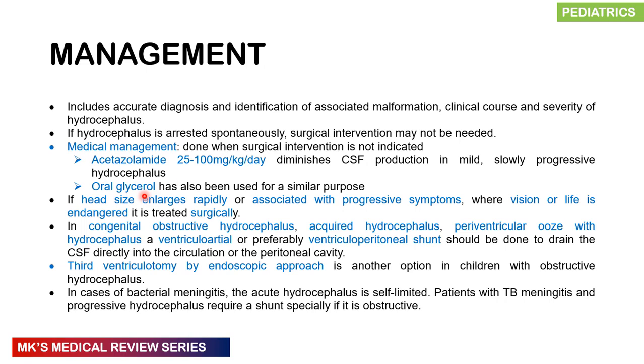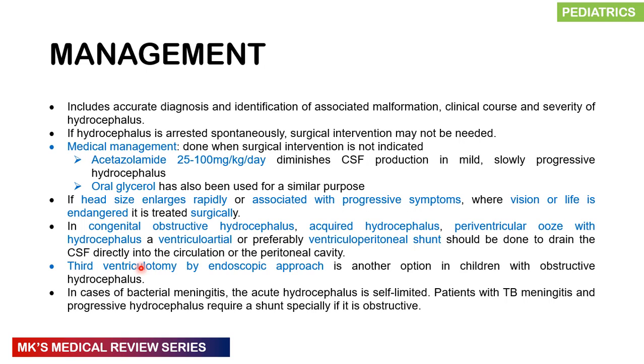And if the size of the head actually increases rapidly and is associated with progressive symptoms, like where vision and even life of the infant is endangered, then you may have to perform surgical intervention. So in congenital obstructive hydrocephalus, acquired hydrocephalus, periventricular ooze with hydrocephalus, we want to perform a ventricular atrial shunt, or preferably a ventricular peritoneal shunt, which is a much more common shunt, which is pretty much going to be draining the CSF directly into the circulation or into the peritoneal cavity, respectively.